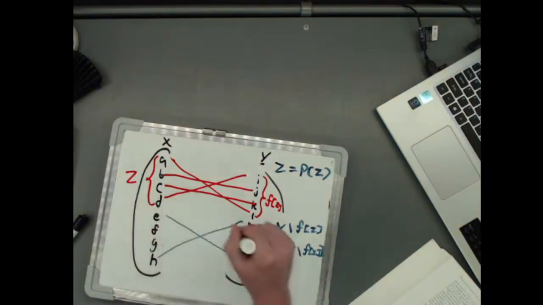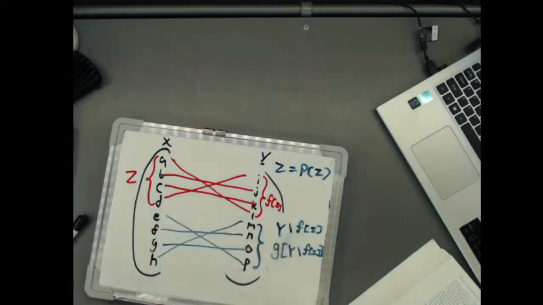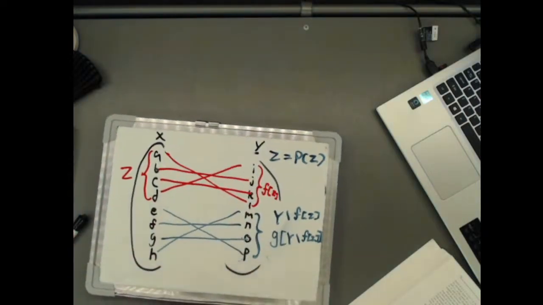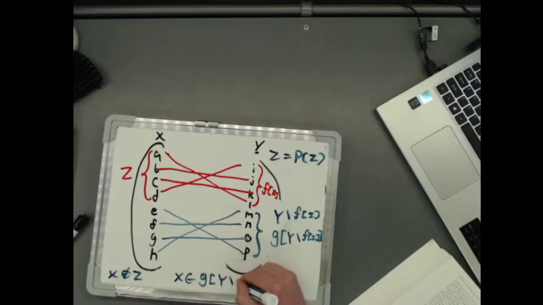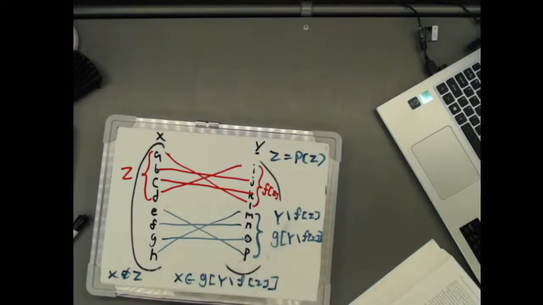Every element here is going to map to an element of here. That's just how it has to work because of the set Z. I'll show this symbolically. If X is not in Z, then X is an element of G of Y minus F of Z.